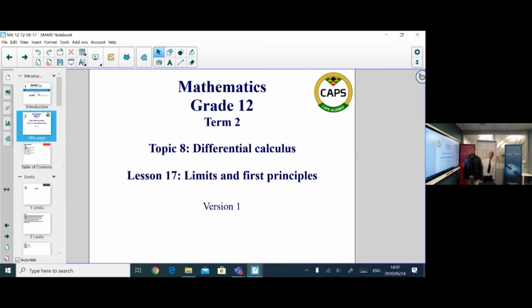According to your ATP, this would have been in term 2. But as you know, in grade 12 we are on a race in terms of time, so the terms don't really matter in this case. It's more about covering what is important for your final exam. So as we start, you should know what calculus is and what it can do, and the limits and the first principles.